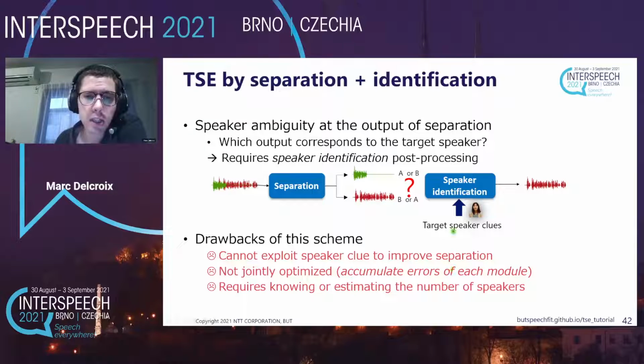First, you can see that the target speaker clue is used only in the speaker identification part. Although this speaker clue can provide quite important information that could help the separation, it is not used in the separation. Also, this is a cascade connection of 2 modules that is not jointly optimized. An error made in the separation will accumulate and would degrade the performance of speaker identification. So this is not an optimal scheme. Also, the separation, as I mentioned before, requires knowing or estimating the number of speakers, which may be a very practical issue.